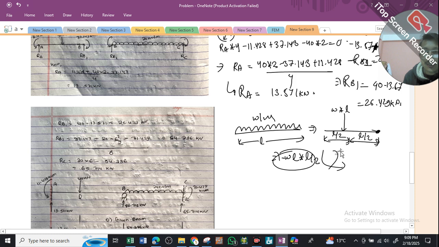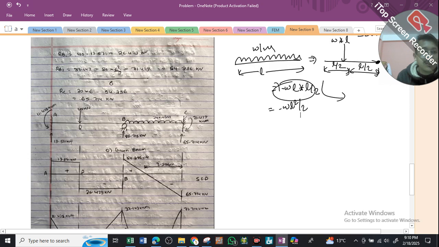Hopefully you have understood how to handle this slightly confusing part. So this is going to be 20 into 6 squared, which is minus WL squared by 2. This is really the same process, just simple structure analysis. After that, we're going to write down all those values. The value of RB will be the summation of RB1 and RB2. You need to remember this.